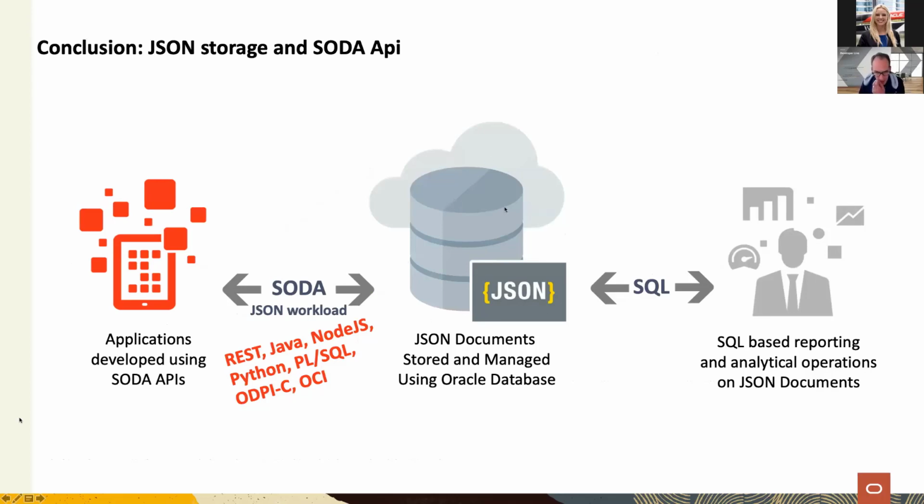This is the summary of everything I've shown, the key message. You have JSON in Oracle Database. This could be one of our autonomous cloud services, autonomous transaction processing, autonomous JSON, but this could also be your on-premise database.